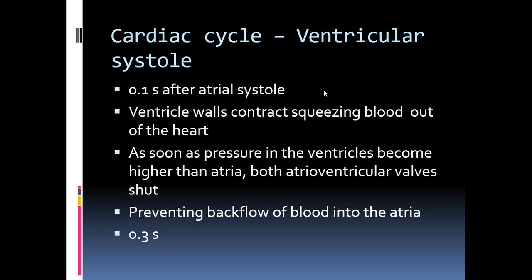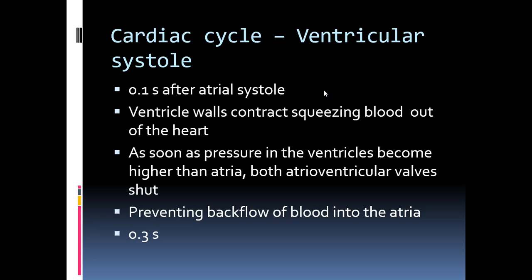Okay, so the next phase in the cardiac cycle will be the ventricular systole, right? Ventricular systole is also known as the ventricular contraction, and it takes place 0.1 second after the atrial systole. So basically, the duration of atrial systole is 0.1 second, and right after that, ventricular systole will take place. In ventricular systole, the ventricle walls will contract and squeeze blood out of the heart.